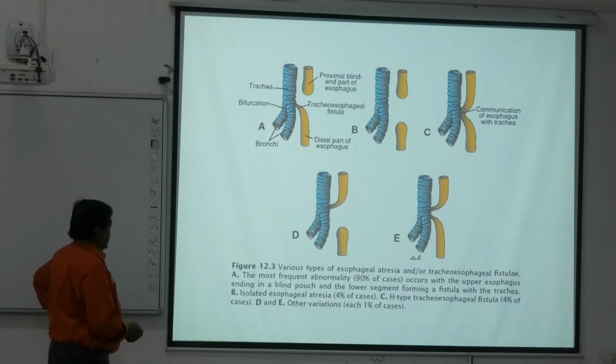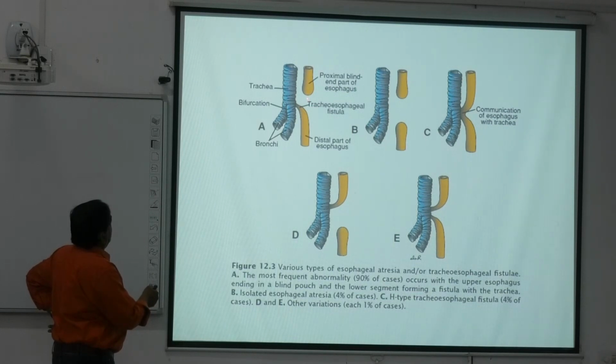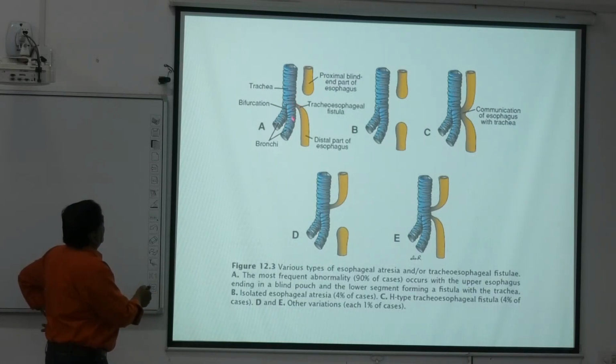Isolated esophageal atresia: in this isolated type, it is not communicating with the trachea. And there is the communication of the esophagus with the trachea. See the different varieties. This is a blind pouch ending. This does not continue with the distal end of the esophagus. Now, but it is communicating with the bifurcation of the trachea.